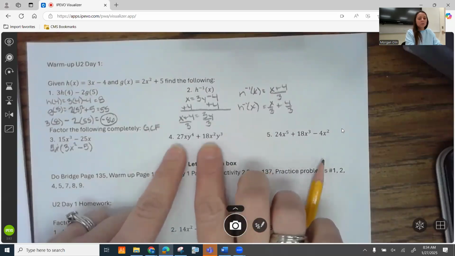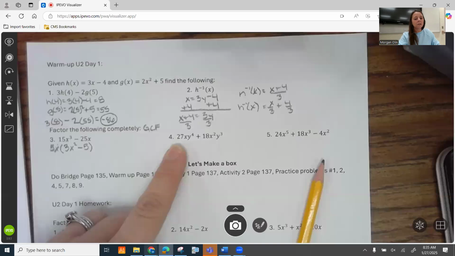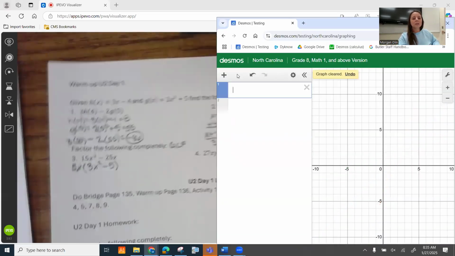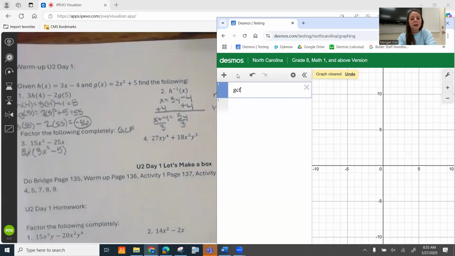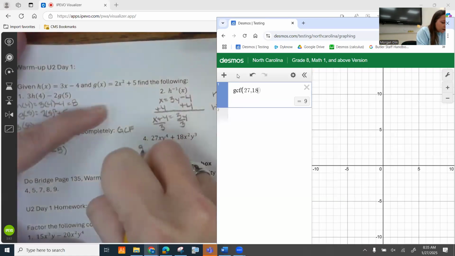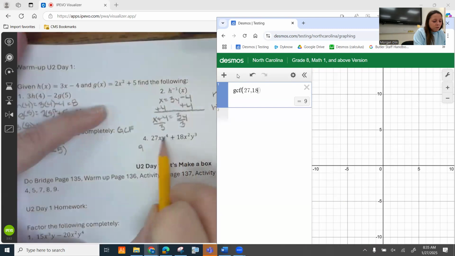Now, if you're having trouble with GCF, the Desmos calculator does help out with that. If you actually type in GCF of 27 comma and then 18, it will give you that 9 is supposed to come out of there. However, you've got to be able to do this on your own.